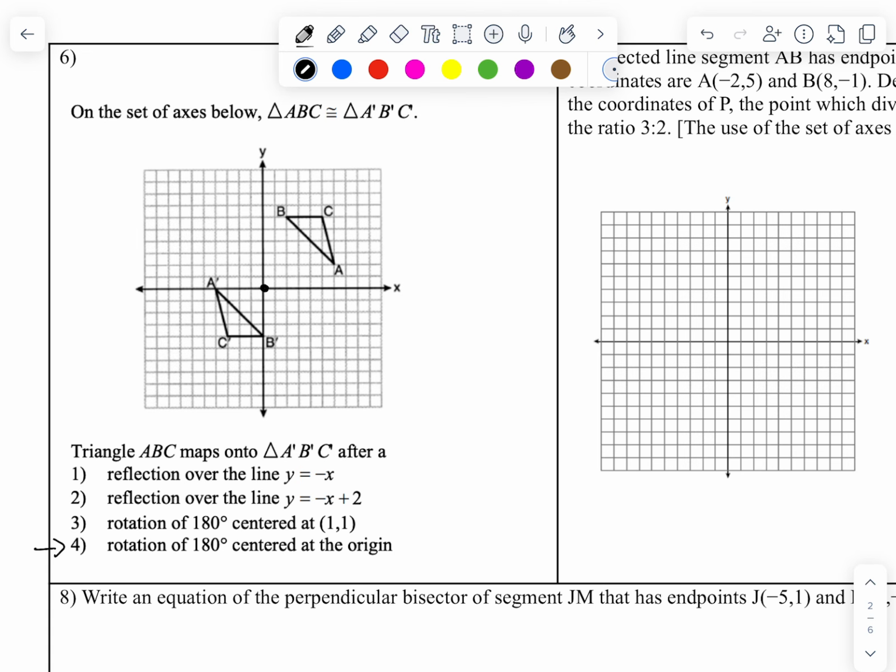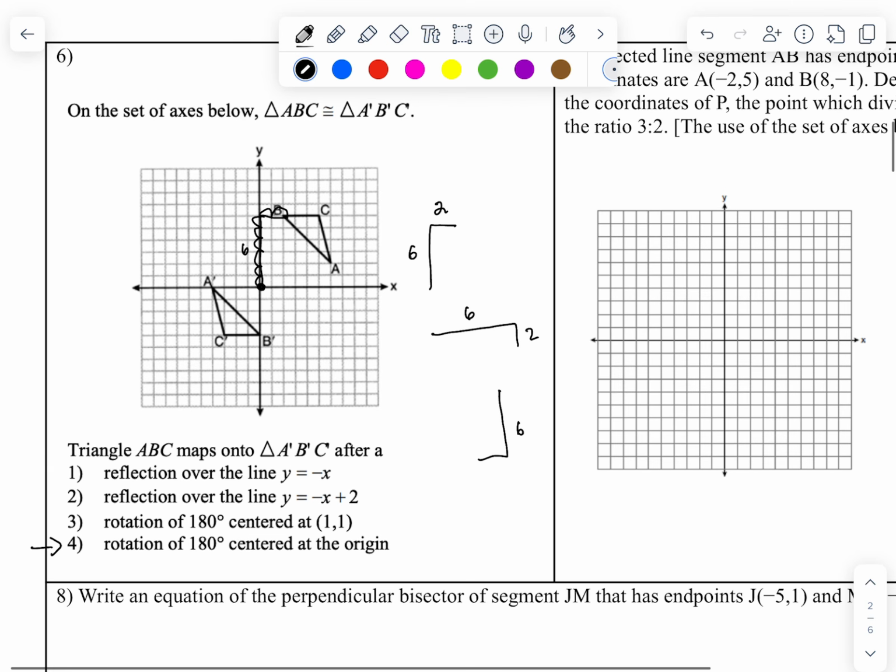And the way I'm going to see that is I'm just going to take one point, rotate it 180 degrees, and see where it lands. So I'm going to take B. That's 1, 2, 3, 4, 5, 6, and 1, 2. If we rotate it 90 degrees, it would be like that. And if we rotate it 180 degrees, it'll be like that. So I'm going to start at the origin: 1, 2, 3, 4, 5, 6, and 1, 2. And it doesn't land where B prime is supposed to land.